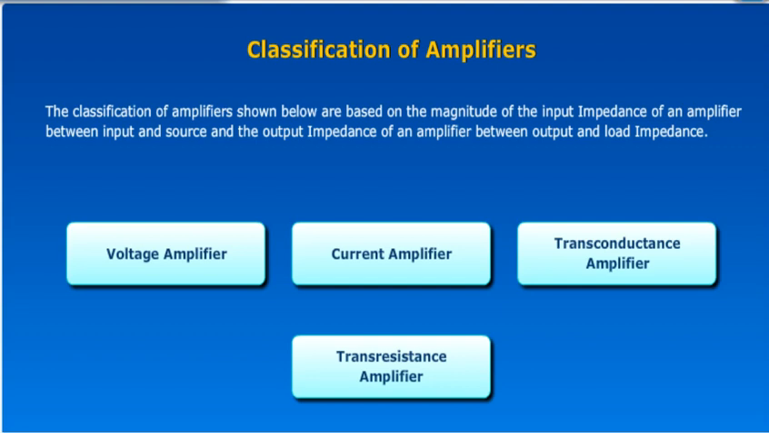Not only this, based on the magnitudes of the input and output impedances of an amplifier relative to the source and the load impedances, these are also divided into 4 categories, based upon the magnitudes of the input source and again the output load. So the voltage, current, transconductance and the transresistance.